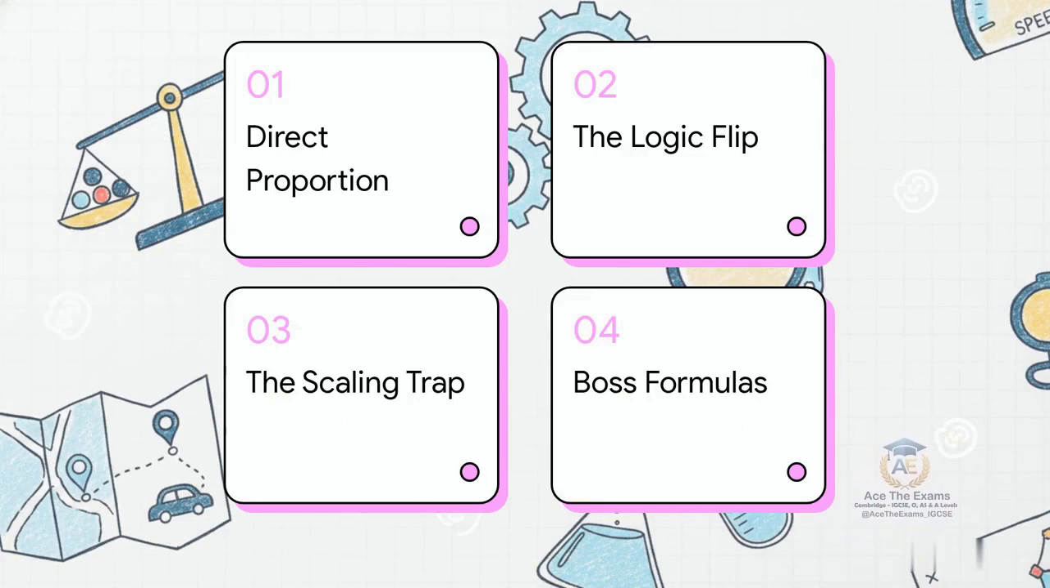We are going to systematically break down 4 critical areas today. First, direct proportion strategies. Second, the logic flip. Third, the scaling trap. And finally, boss formulas. By the end of this explainer, you'll have a clear system to decode exactly what the examiner wants, so you can turn all that exam anxiety into pure problem-solving confidence. We are going to transform those red pen marks into green check marks. Let's get right into it.